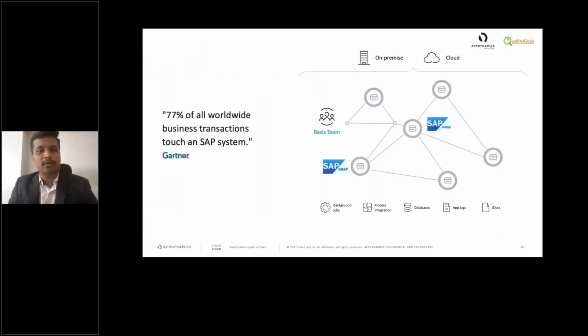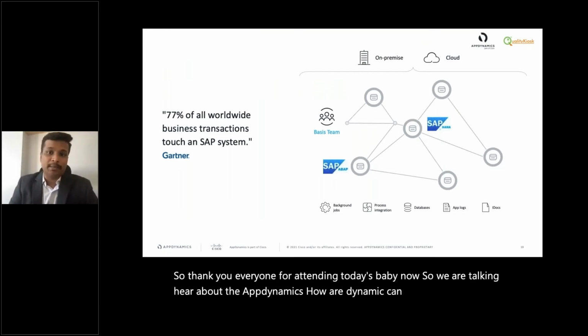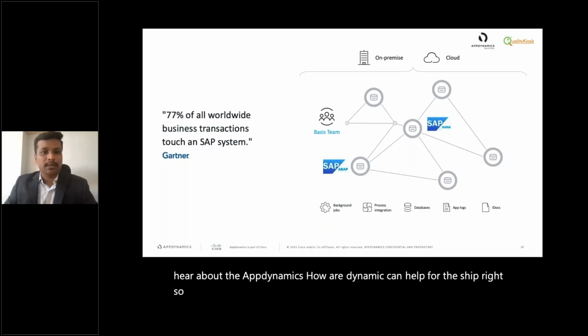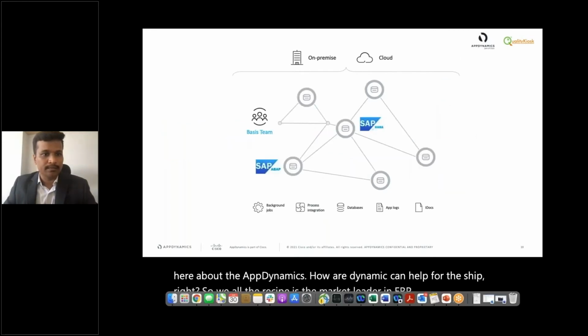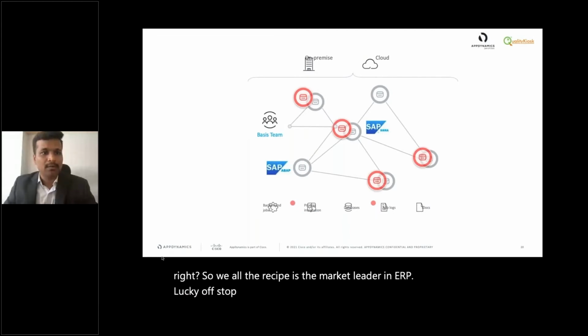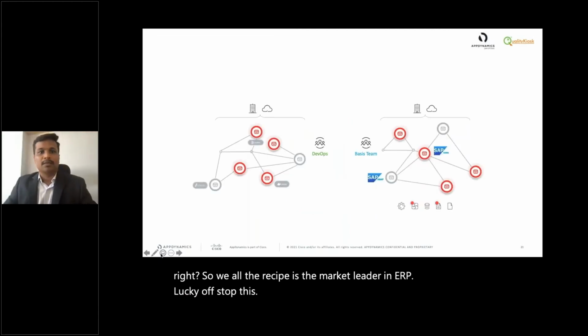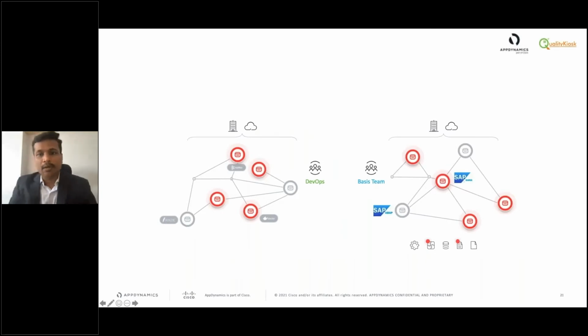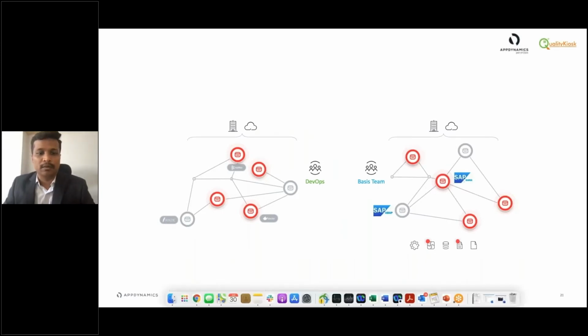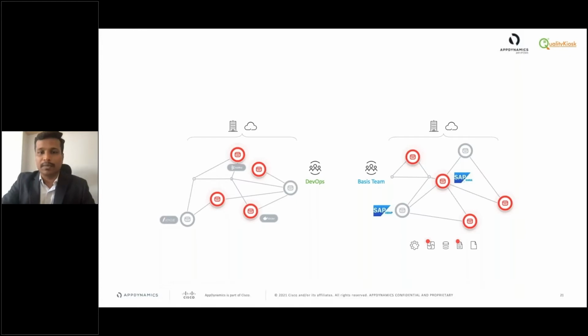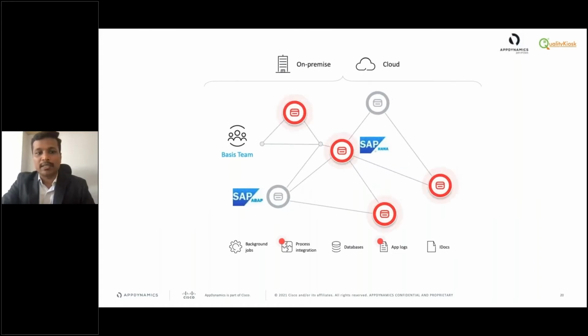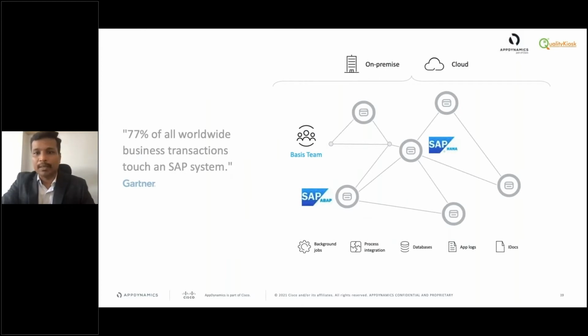We are talking here about how AppDynamics can help for SAP, right? We all know that SAP is the market leader in ERP. Yeah, sorry for that. So we are talking about SAP. We all know that SAP is the majorly used software across every other business. There is no single business which is not touching SAP, and every other transaction is going through SAP, right?